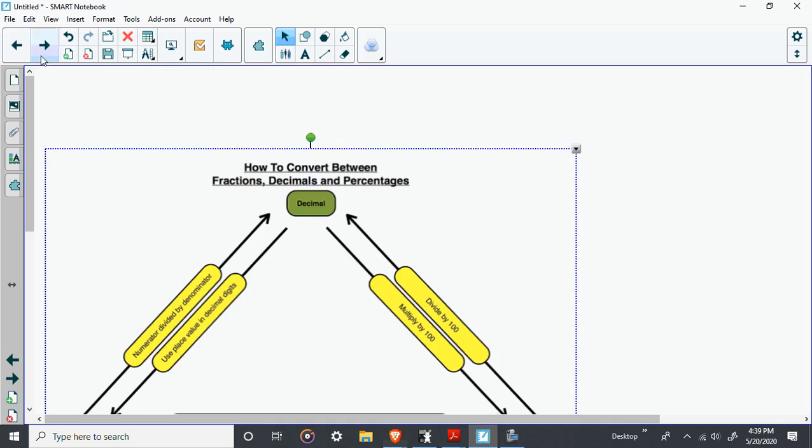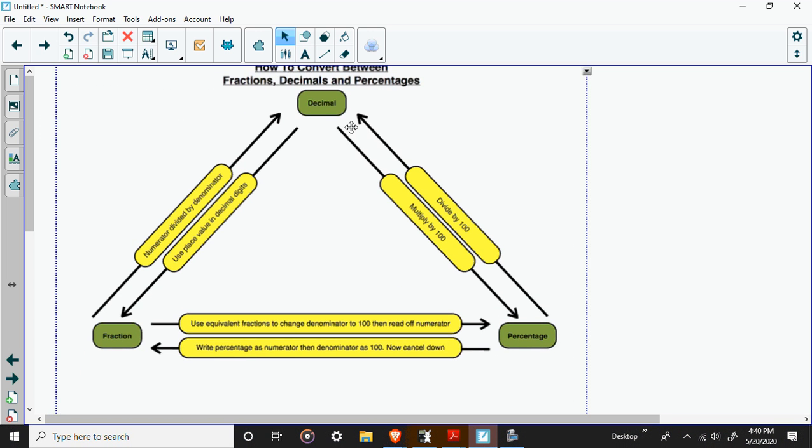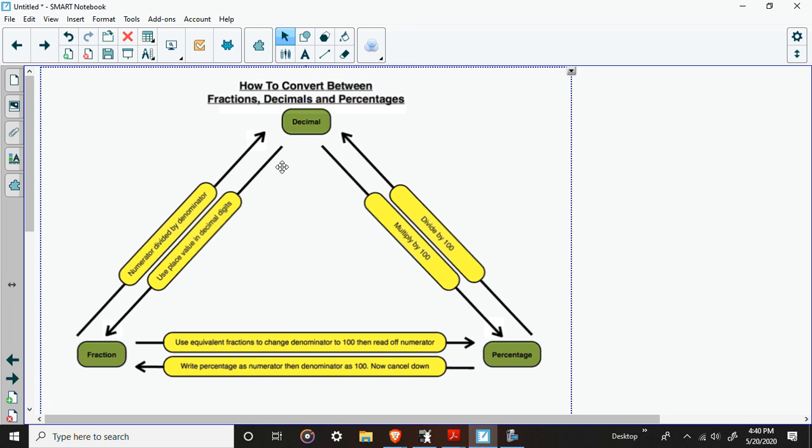So I'm going to put this up on our website as a picture I found. I use it with my 7th graders, and it works wonders. I'm pretty much just going to tell you how to get from each one of these.